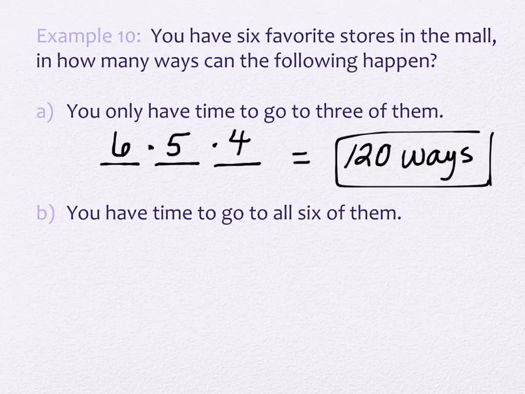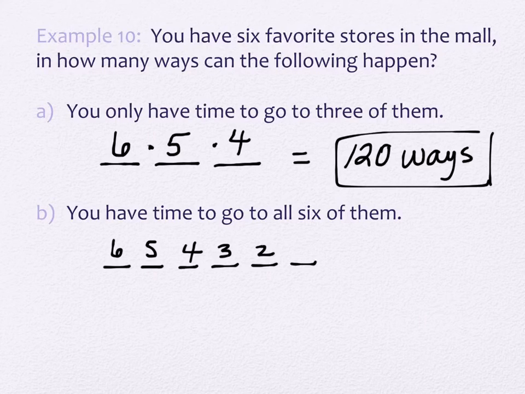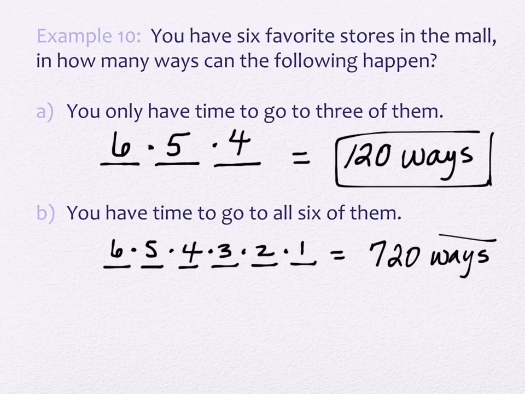What if I get to go to all 6 of them? How would the problem change? You'd have 6 lines. And what would the numbers be that would go on these 6 lines? 6, 5, 4, 3, 2, 1. And if I multiply these numbers together, what do I get? That is right, 720 ways. All right, and we'd already done example 11, so that puts us at the end.